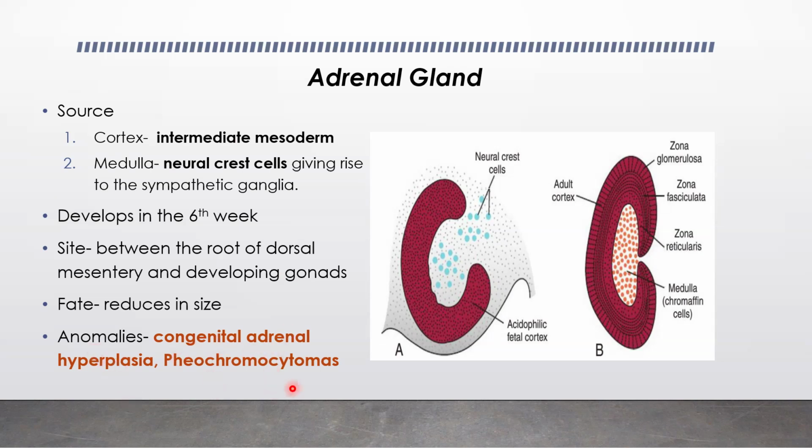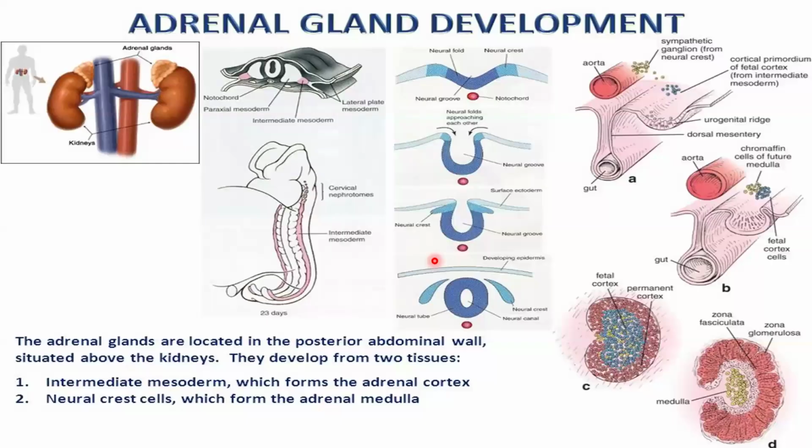Then you can have pheochromocytomas. Pheochromocytomas are tumors of the adrenal gland or adrenal tissue that occur in a different location apart from the upper pole of the kidneys. They produce excess epinephrine and norepinephrine. Most of them contain the medulla parts of the adrenal gland.